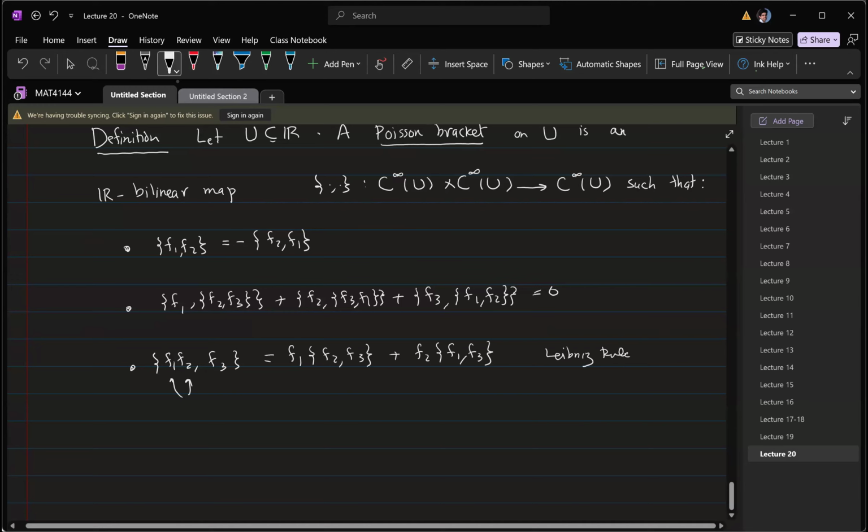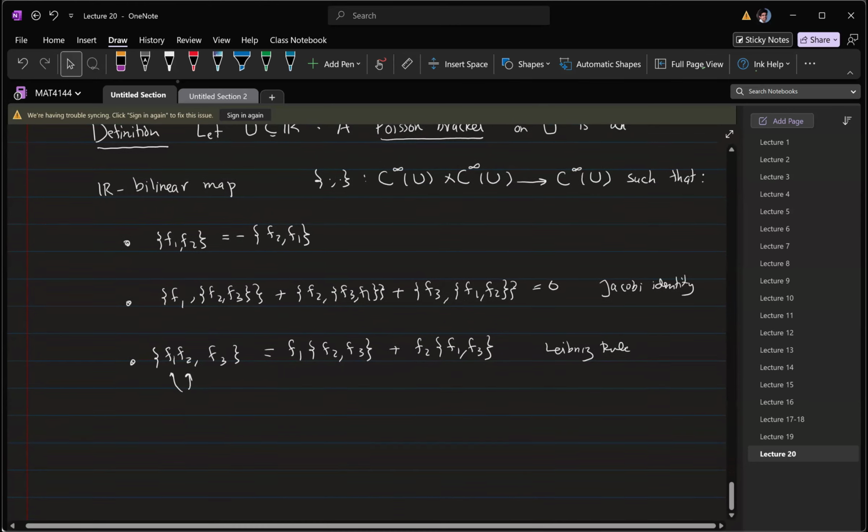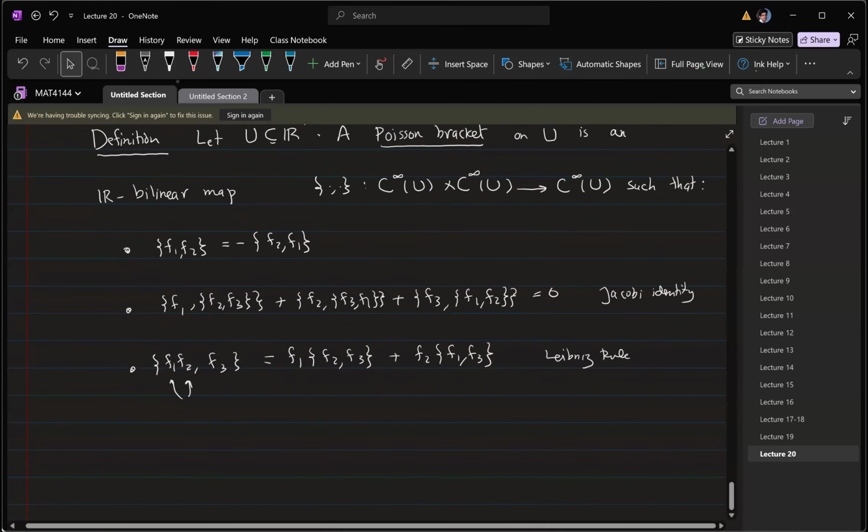So this is the Leibniz rule, and this is the Jacobi identity. And this is called the Poisson bracket. So you see the names of three famous mathematicians in one definition. Okay, so this should be significant. All right, we have just a little bit more time. Any questions so far?